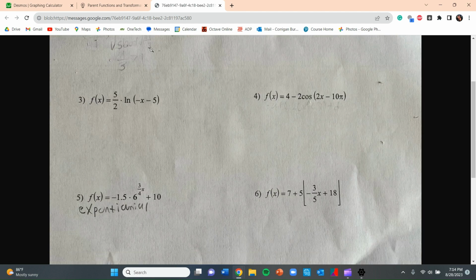I'm going to just go through these odd numbers and let you do the even numbers. I might do 6 with you. That's kind of a hard one. So let's go on to 3.